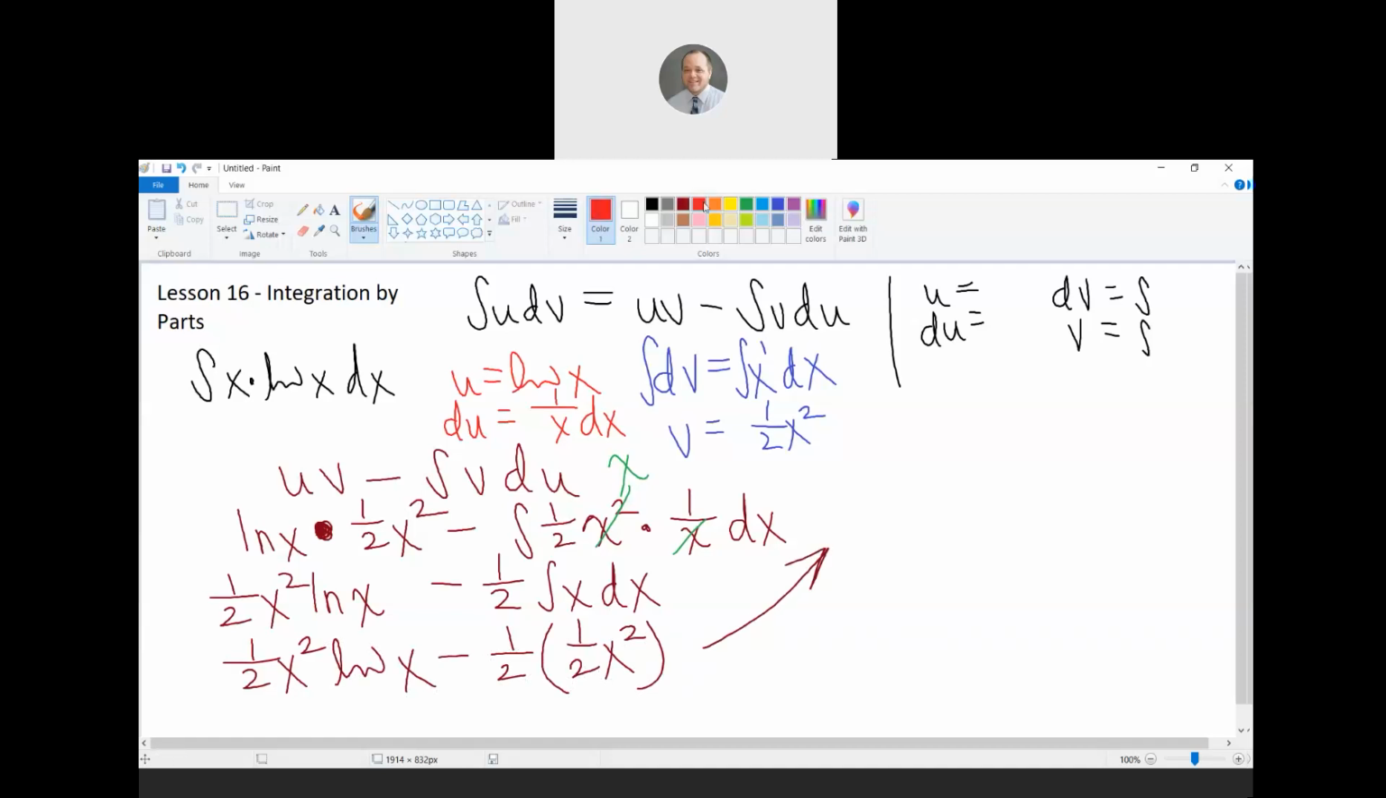So our final answer is 1/2 x squared times natural log of x minus 1/4 x squared. And because this is not a definite integral, we're not plugging in any limits of integration. You must put a plus c in your answer.